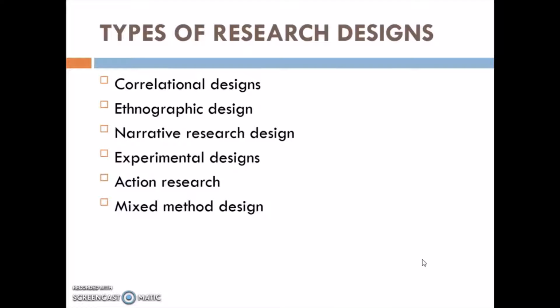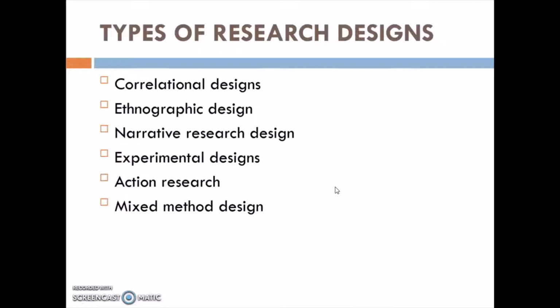In education, there are different kinds of research design that can be used. Some here are the common ones. The first is correlational design. It's a kind of quantitative design. It looks for the correlation or relationship of several variables or different factors.